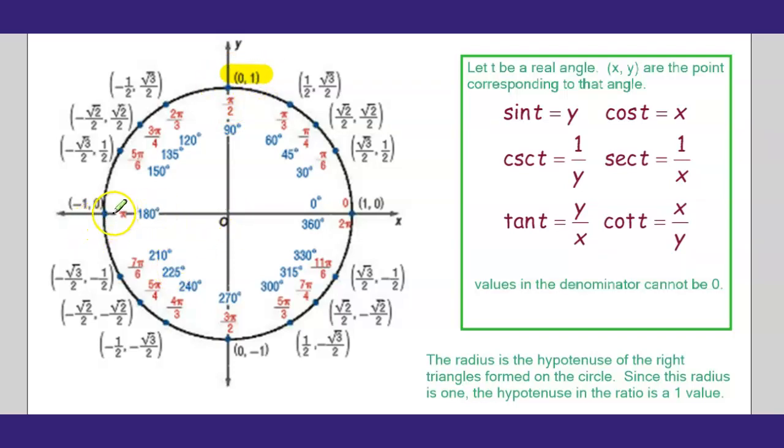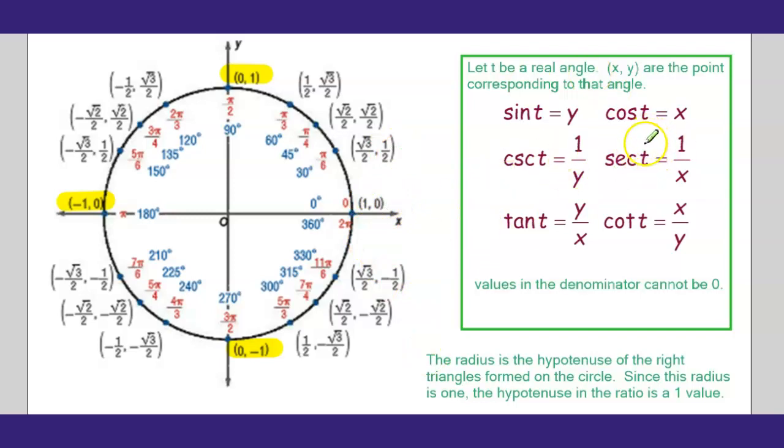180, or pi, is negative 1, 0. And then down here 270 is 0, negative 1, because I went down. I didn't go right or left, so there's no x value, or 0 is the x value. And then 360 is back at 1, 0.